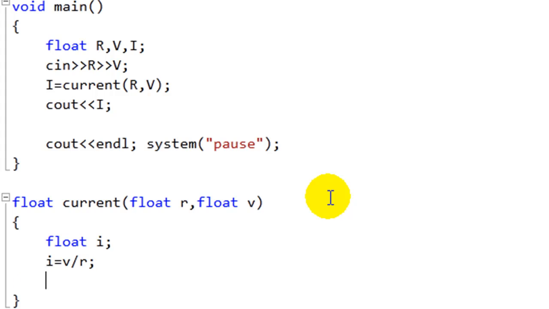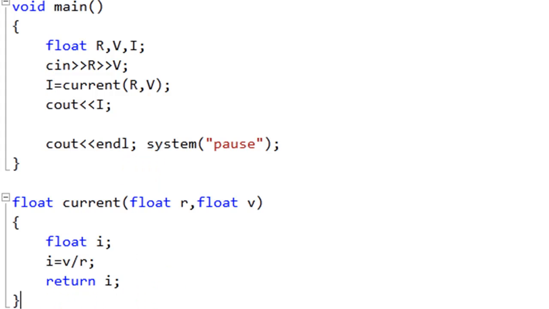Finally, we need to return the value of I to the function call, or to the main function, and in this case we will use the return statement, return, and then we will return the value of I. So the value of small i will be returned here to the main function, and it will be then copied into capital I.